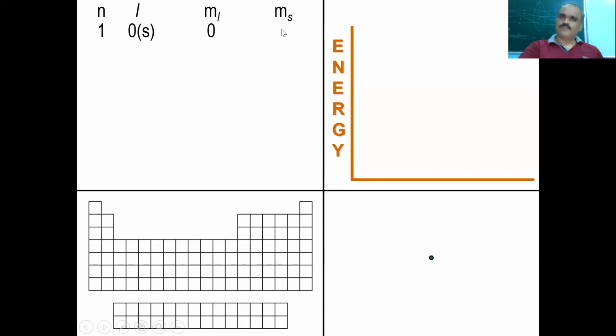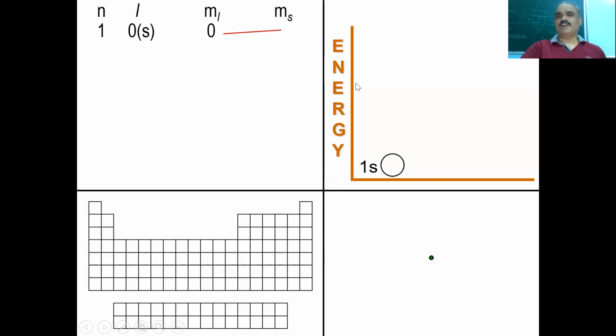And value of s, you know, is either clockwise or anti-clockwise. If electron is particle, it is spinning. The spin of electron is either clockwise plus 1/2 or anti-clockwise minus 1/2. This line is slanting upward. That is showing plus 1/2 clockwise. Okay. So if n is 1, l is 0, m is 0, value of s is plus 1/2.